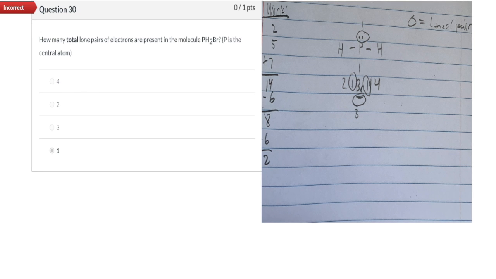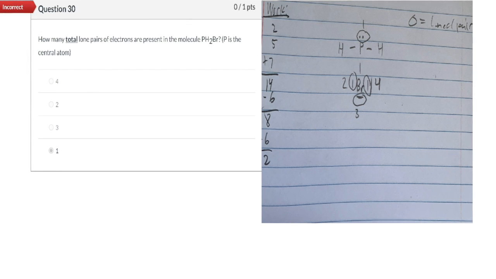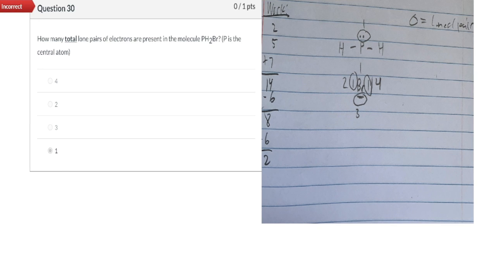Then you subtract the total number of valence electrons by the bonds connecting the elements, and the bonds are just the lines connecting each element together, and each of those lines holds 2 electrons.